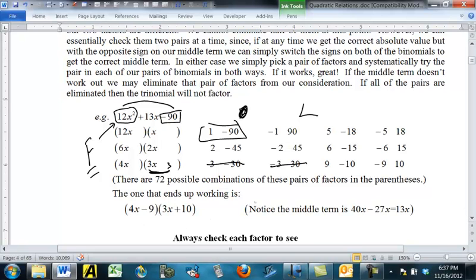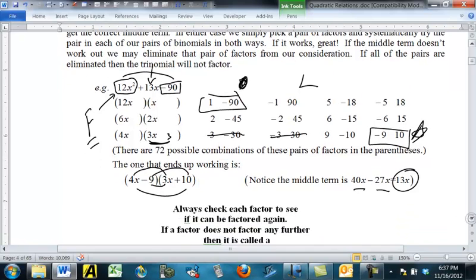And the one that actually turned out to work was -9 and +10. This is the one that worked. And let's do the FOIL. First times first is 12x squared. Last times last is -90. We know that's going to work. And here we get -27x and +40x, which combines to give us 13x, which is what we had there, so that does check.